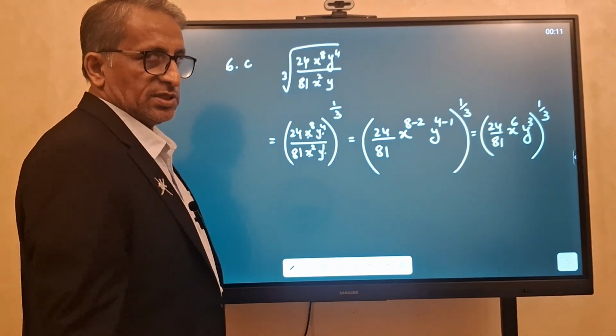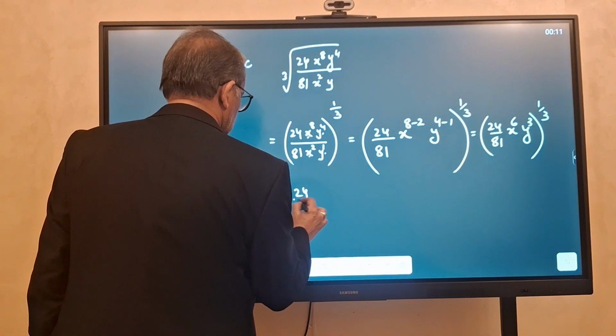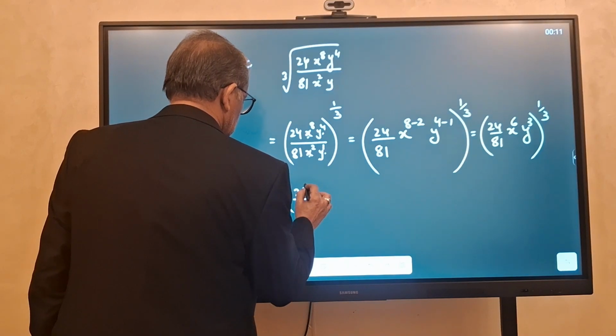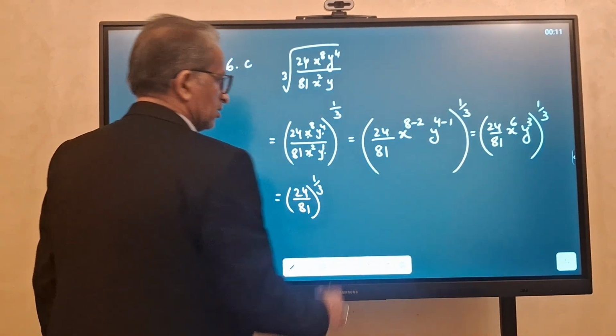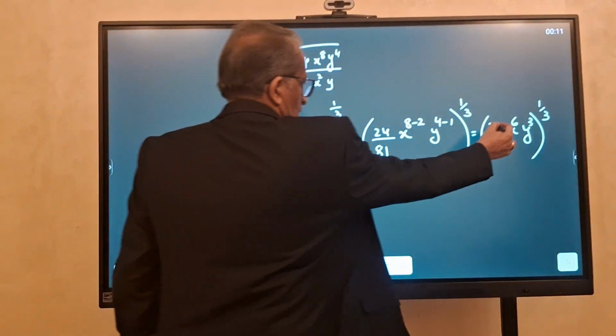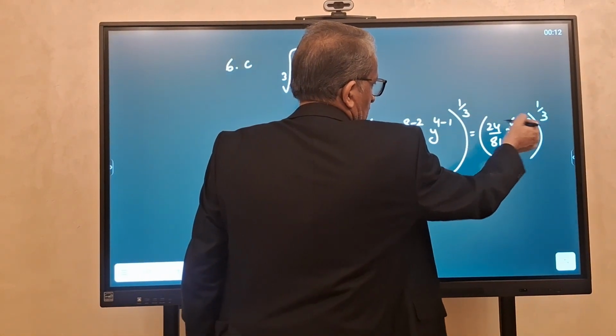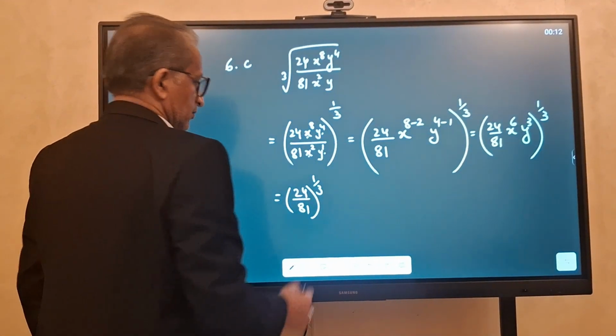Now we have 3 bases here. So I will take 1 by 1. 24 by 81 power 1 by 3. The first base, the first number, 24 to 81. So this power goes to this up and down. So it is like this.